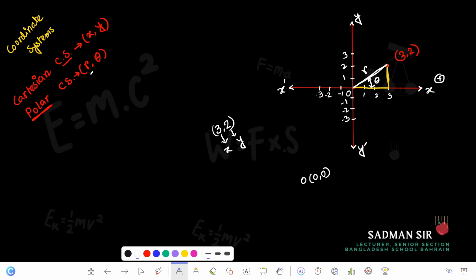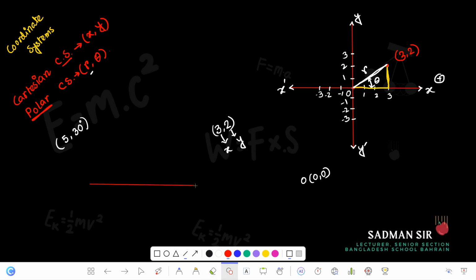So how to use this information? For example, if I give you a set of information like this: 5 comma 30 degrees. How will you plot this point? It's very easy. We have the x-axis and y-axis here. Let us say we are at the origin now, and I want to locate this point.